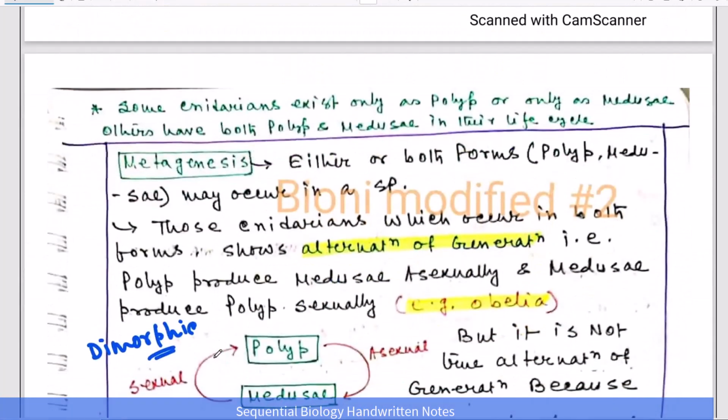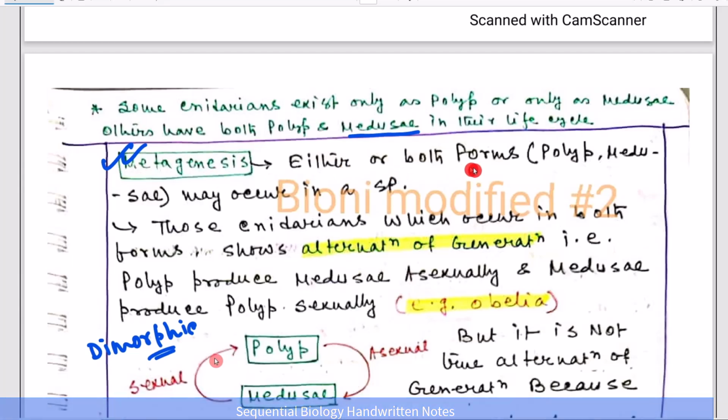Some cnidarians exist only as polyp or only as medusa, and others have both polyp and medusa in their life cycle. In class Anthozoa, only the polyp form is present, but in many cnidaria, both polyp and medusa forms are present in their life cycle. Now we will discuss an important term which is known as metagenesis.